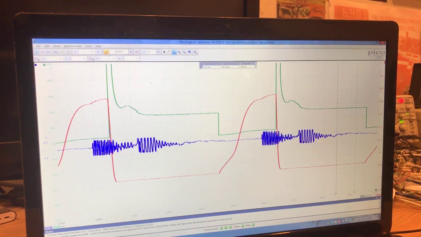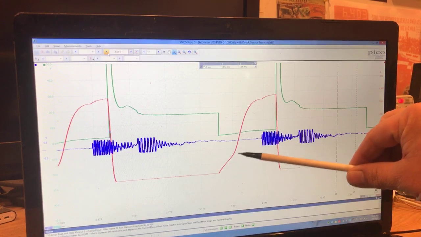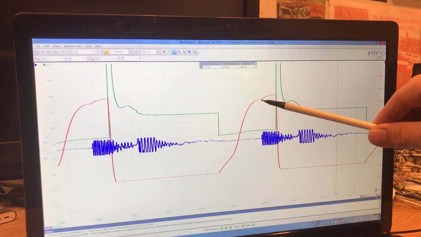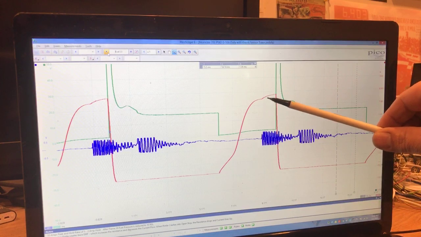The red trace is amperage. It's current going into the winding of the injector as it builds and then kind of has this funny hump in there that I never could work out what that was.